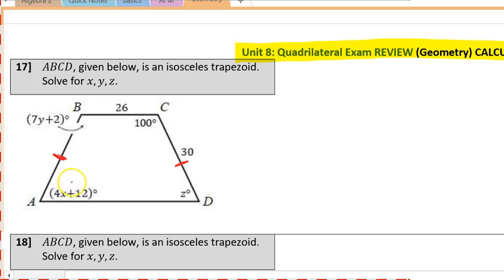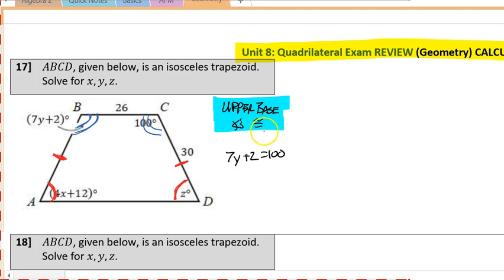And additionally, the lower base angles, so this would be angle A and angle D, are congruent. And we also know that the upper base angles, so that would be angle B and angle C, are also going to be congruent. We'll start there to go ahead and solve for y. Since the upper base angles are congruent, we know that 7y plus 2 should be equal to 100. Solving this two-step equation, 7y equals 98, or y is equal to 14.